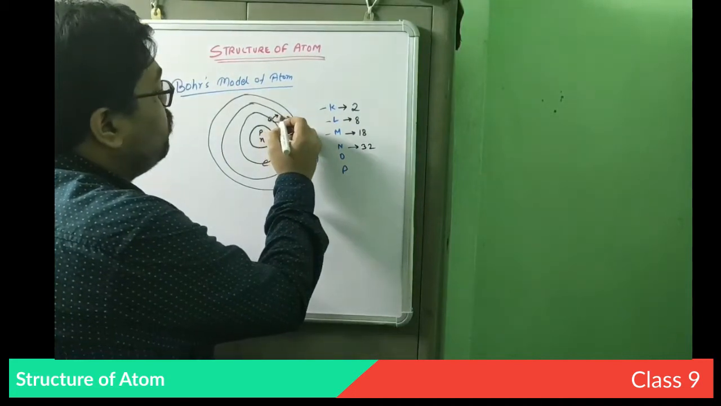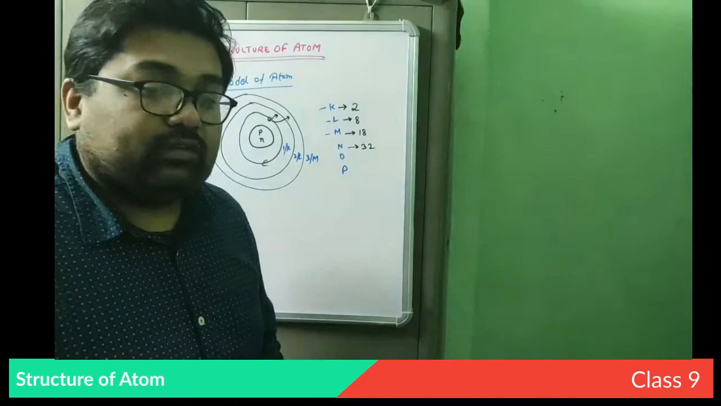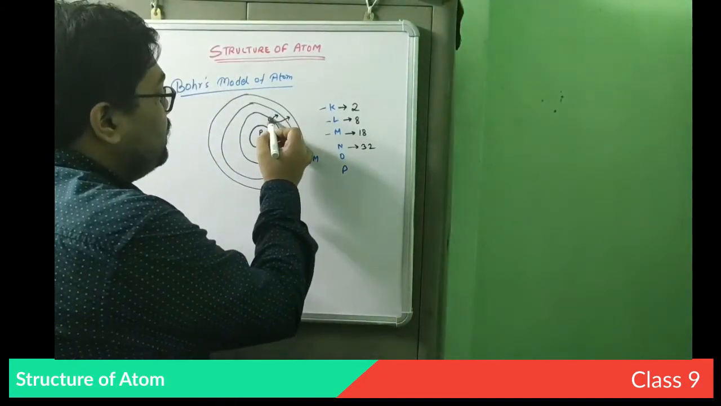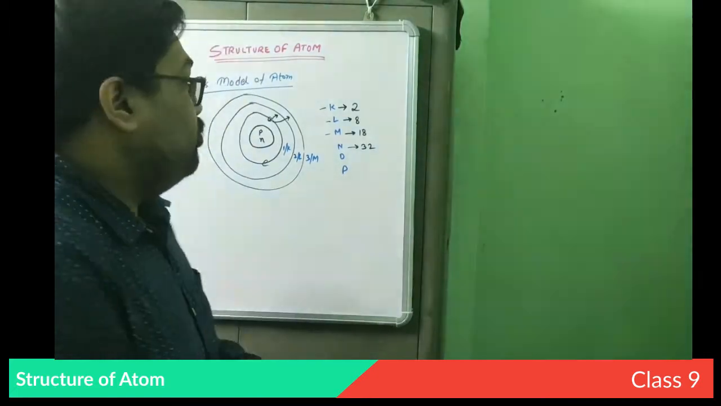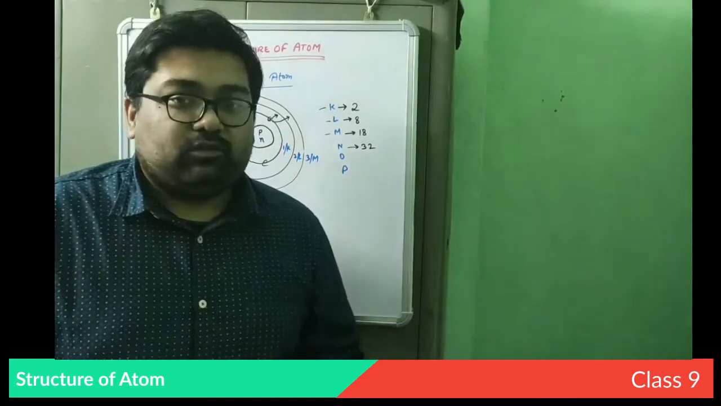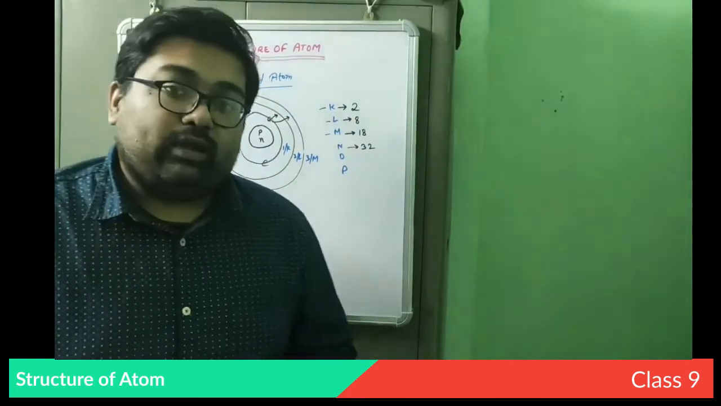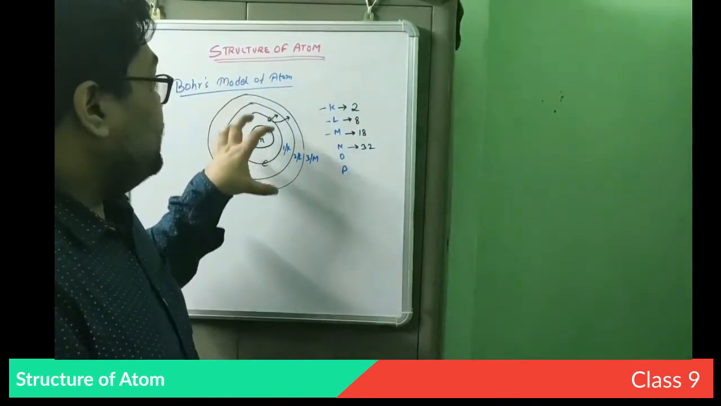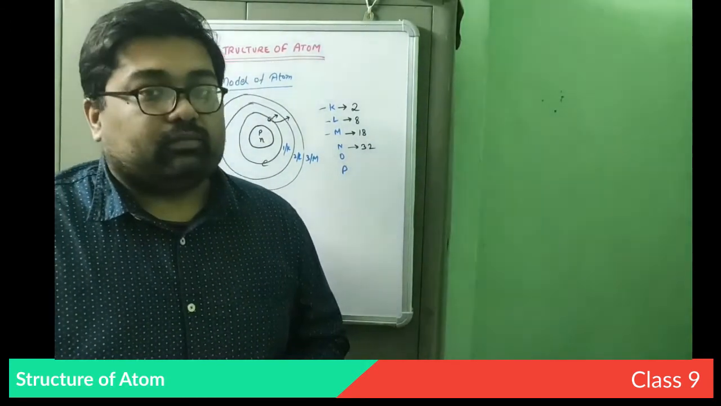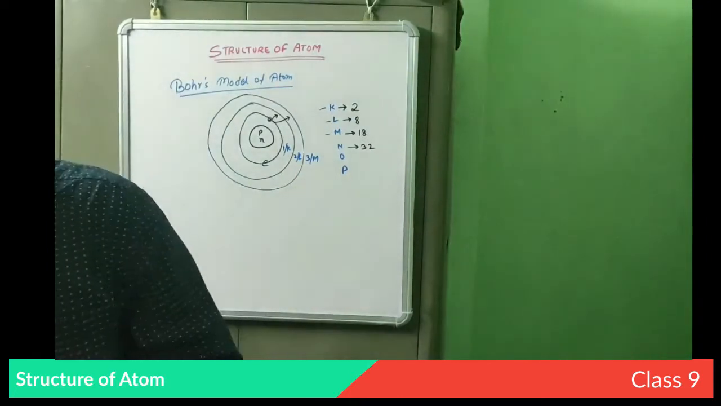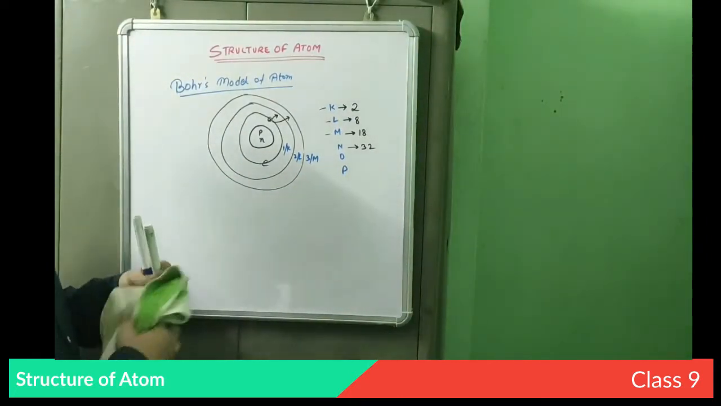If this electron is moving from this shell to this shell, then its energy will change. Otherwise, this electron and this electron will possess the same energy as they both are in the same shell. In this way, he explained the model of atom, and this entire model explains the stability of an atom. So, Bohr's model explains the stability of the atom, right?